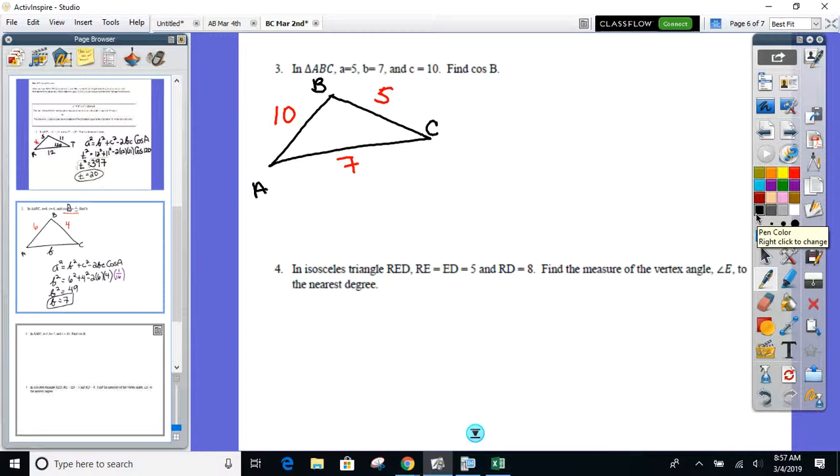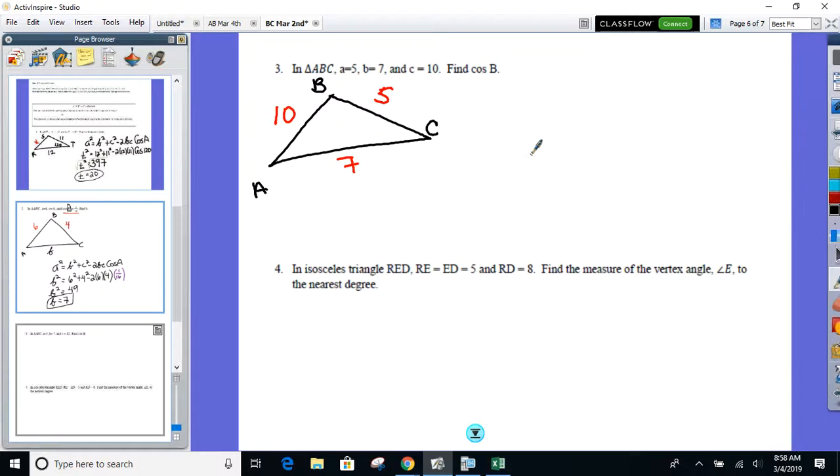First of all, why law of cosines, not law of sines? No angles, and what am I looking for? Cosine B. Okay, so I probably want to use law of cosines. Out of these three sides, what do I start law of cosines off with? 7. I'm looking for cosine of B. That's the angle involved in the problem, so I look across.